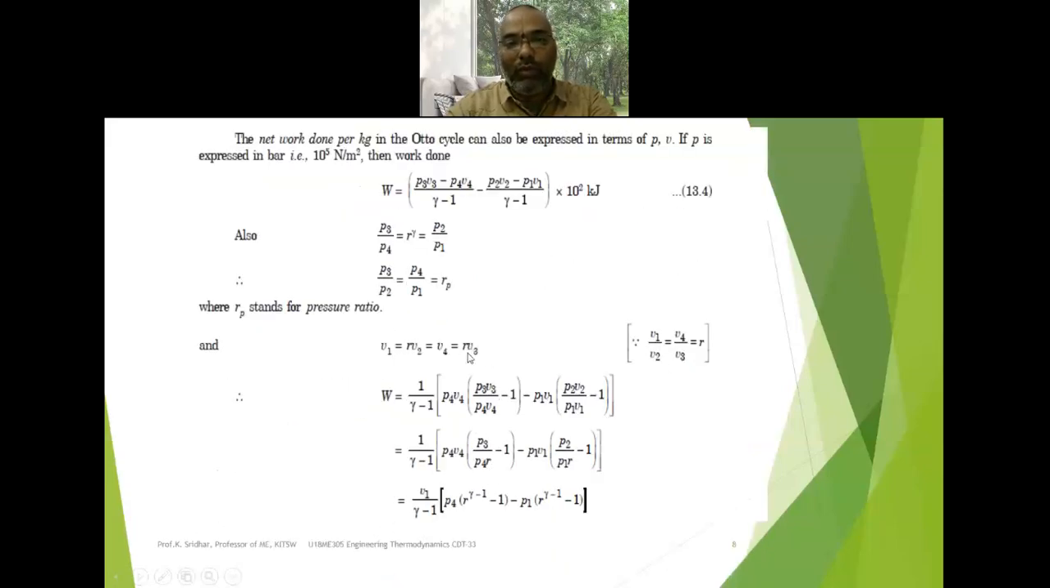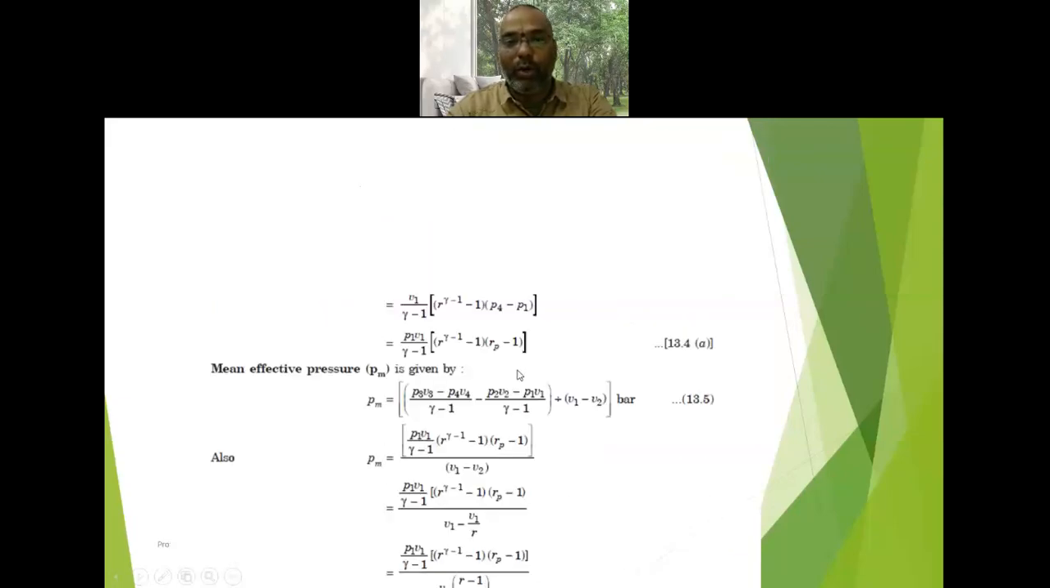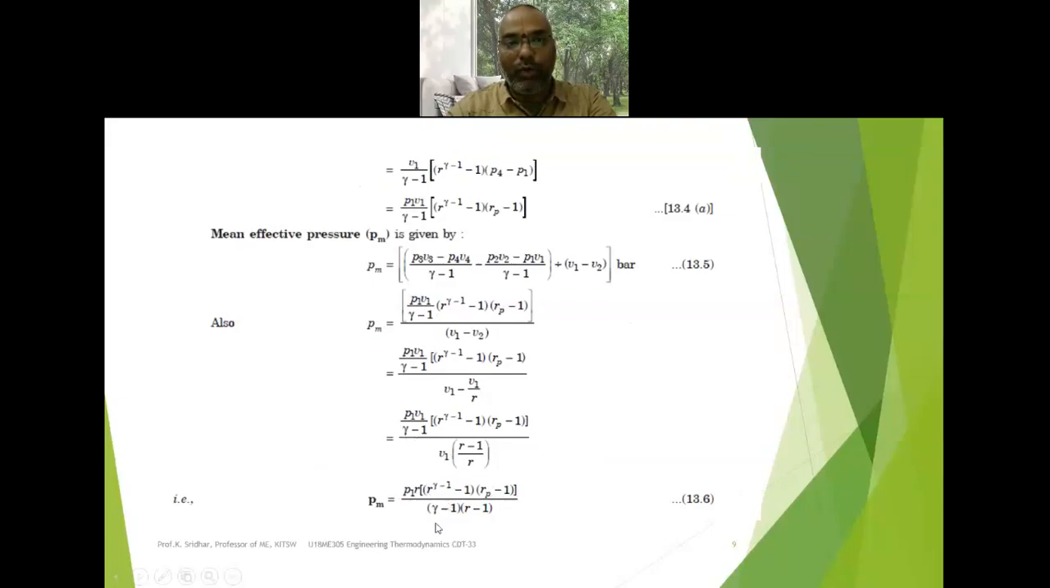The next one is how can we find the mean effective pressure. The mean effective pressure is also a very important one. The mean effective pressure is the work done divided by the stroke volume, the swept volume. That is the basic formula to find the mean effective pressure. By this equation 13.6, we are able to find the mean effective pressure.